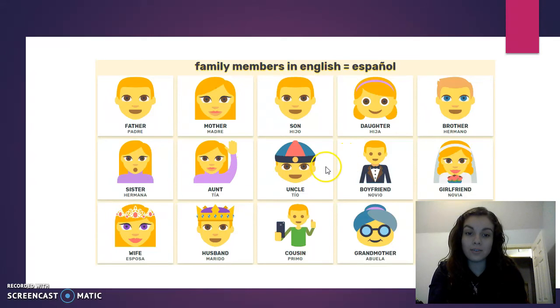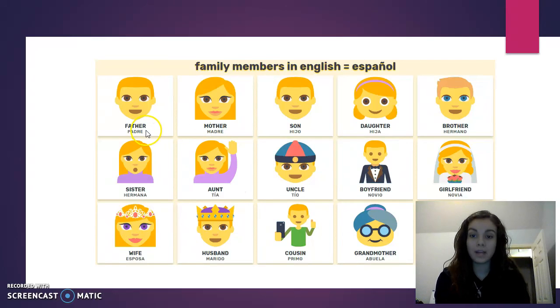Uncle es tío. Boyfriend es novio. Girlfriend es novia. Wife es esposa. Husband es marido. Cousin es primo. Grandmother es abuela. Y grandfather es abuelo.